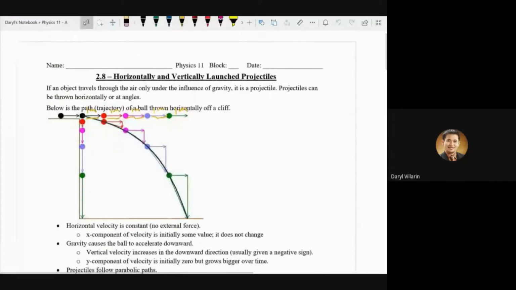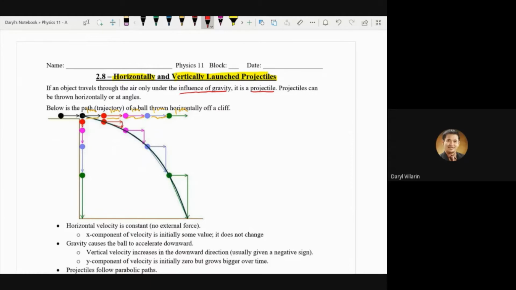Okay, so lesson 2.8 is about horizontally and vertically launched projectiles. If an object travels through the air under the influence of gravity, it is called a projectile. So any object that is under the influence of gravity and also of air resistance is called a projectile. However, in our case, we will assume the effects of air resistance are neglected, so it's only under the influence of gravity.